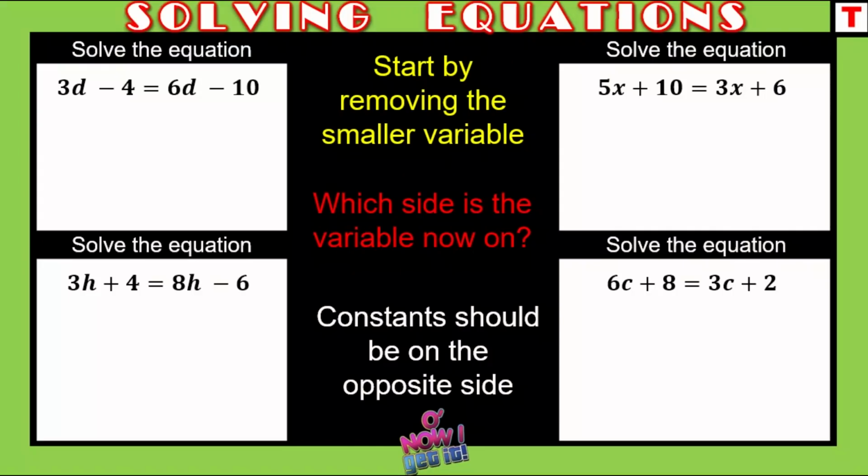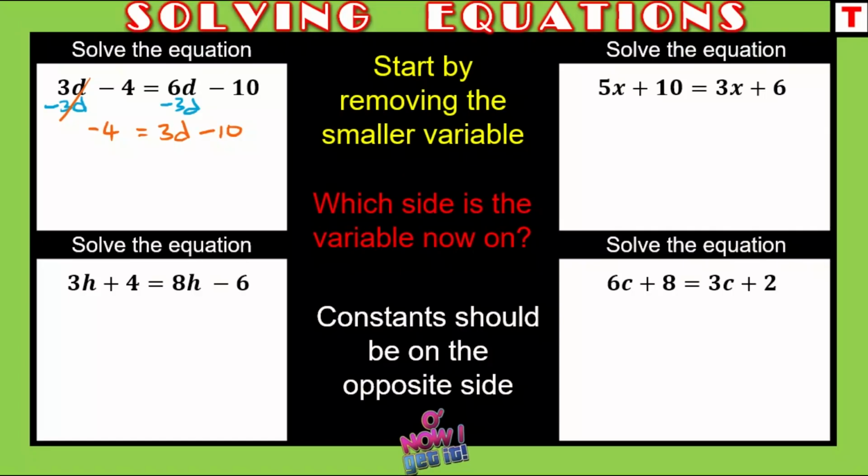Firstly, we can see here that we're going to start by removing the smaller variable. So let's look at that. When we compare the 3D with the 6D, 3D is smaller, so we're going to be taking that away. We're going to be subtracting 3D from both sides. And then opposites are going to cancel. So we're going to cancel these. We're left with minus 4 is equal to 6D take away 3D, which is just going to leave us with 3D, take away that 10.